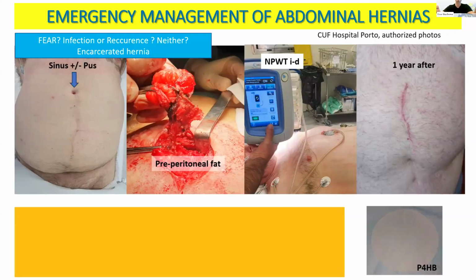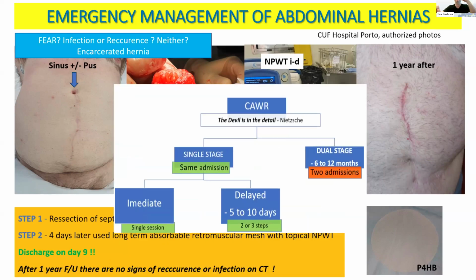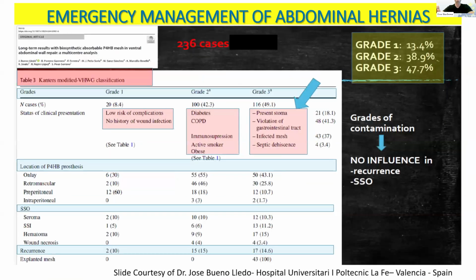This is the case of a patient with a sinus and an infected mesh. It was localized, but the patient comes in with incarceration. I took out the mesh, left the hole, and did it in a staged approach because the patient was well. I took care of that little bit of bowel, didn't go into the bowel. And after 4 or 5 days of negative pressure wound therapy with instillation, I was able to close the patient and put a reabsorbable mesh in. So again, that's a case.